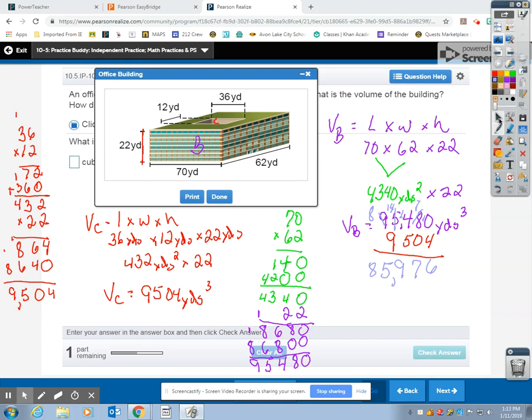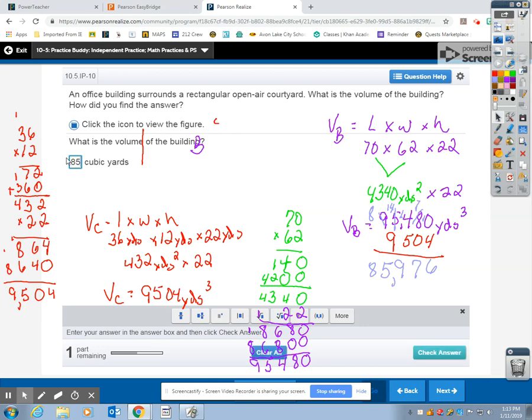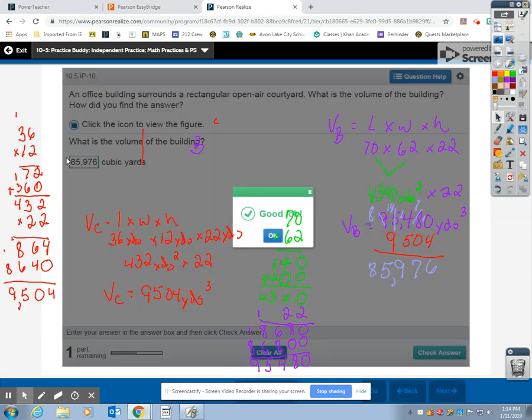And we'll go and check to see if we are correct. I want to hit that done. I'm going to go over here and click, and we want to enter 85,976 cubic yards. We probably ought to add a comma in there. 85,976. And we get a good job.